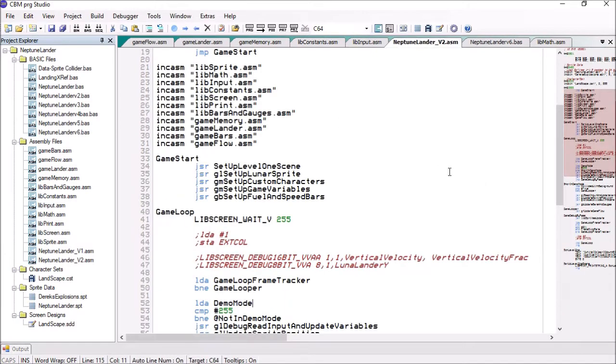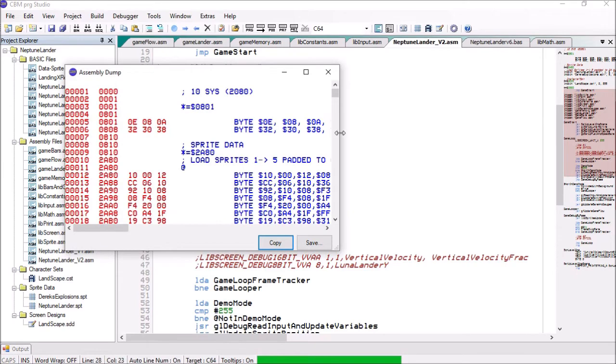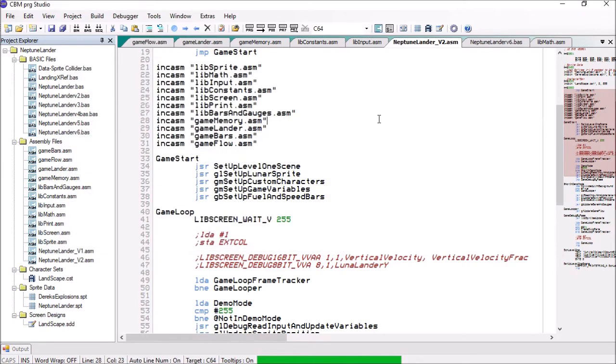Let's try it out just to make sure. F5. And then we'll take it out of demo mode and see if I can make the lander go across and see if it uses the full width of the screen. Cool, computer's on a go slow today, but it's Windows updates coming in.